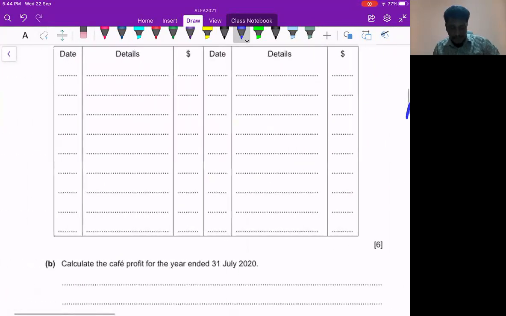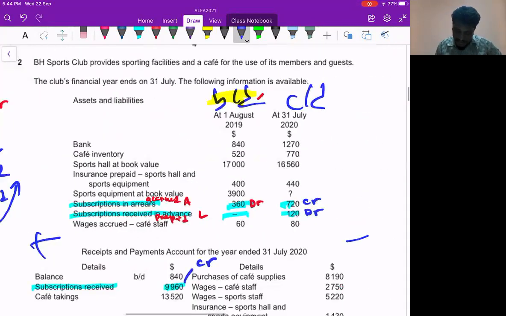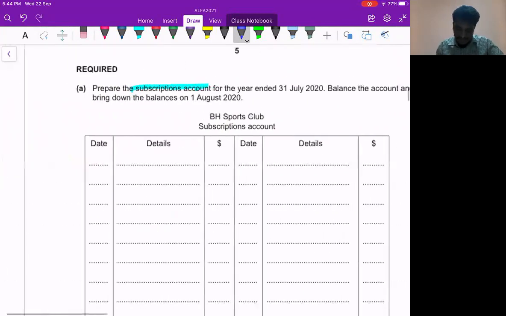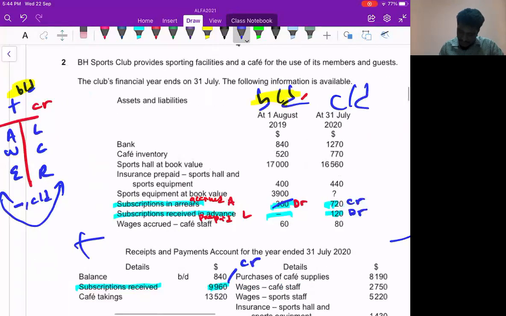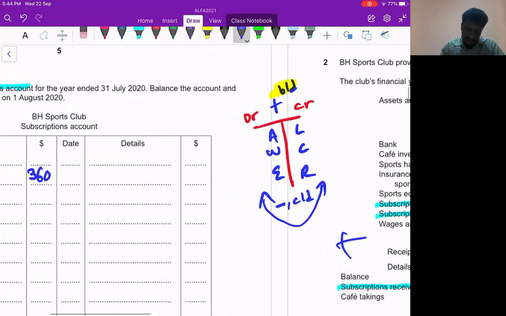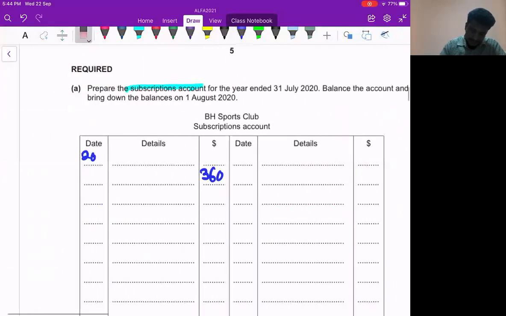So I go here. First one, I want to write the 360 here. 360 on the debit side because subscription accrued balance BD is an asset, so it will be on the debit side. The date will be, sorry, 2019, August 1, right here, balance BD.